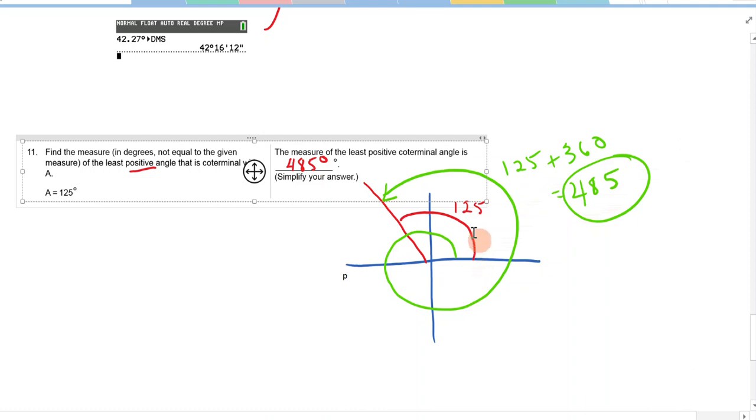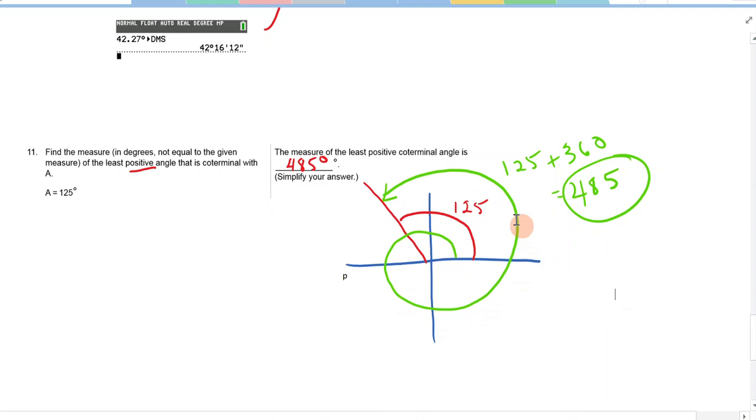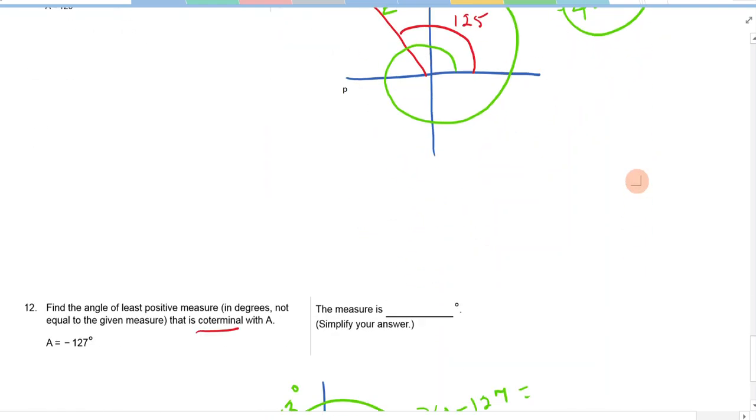Let's look at that again. If you draw the 125 like that and make your line, then start here and go all the way around till you hit red again, understand that you've gone 360, so you're going to add 360 to 125 and get 485.